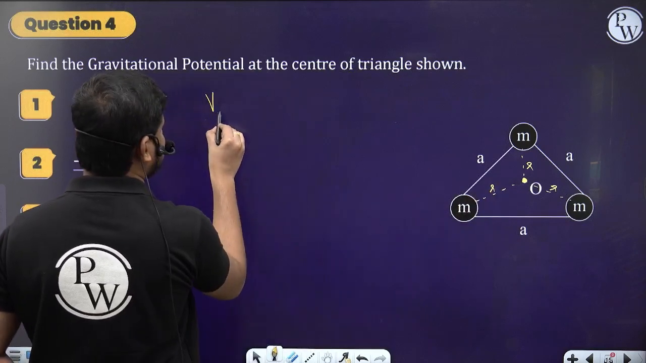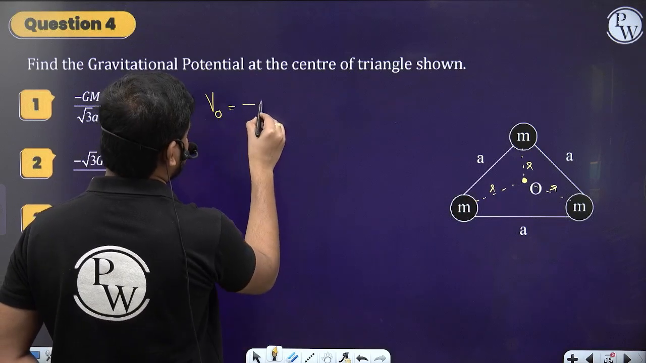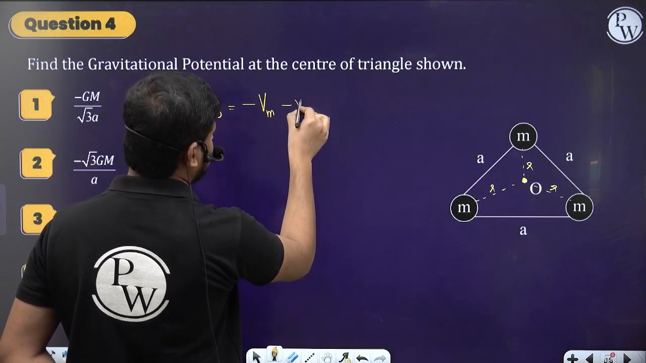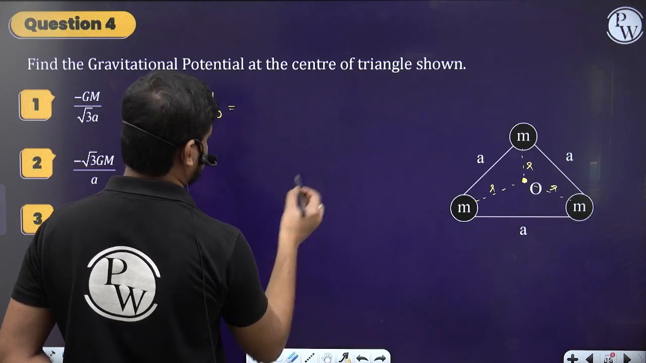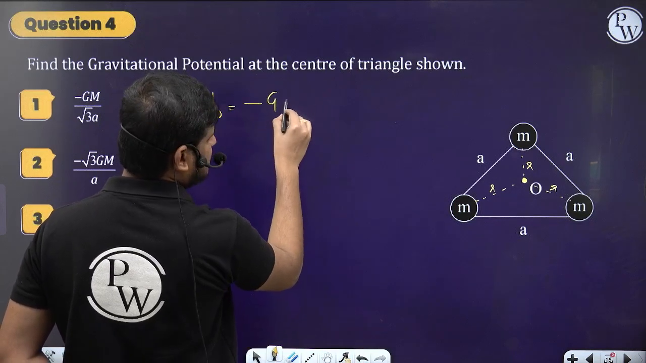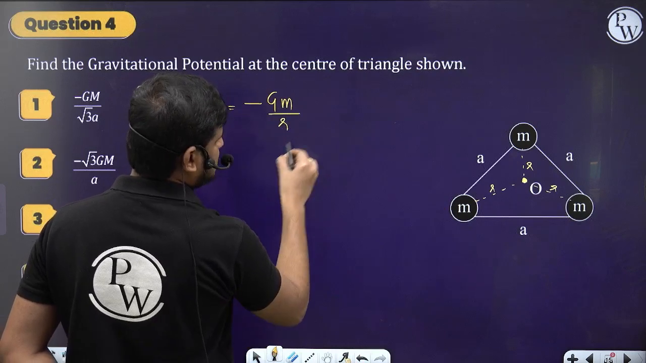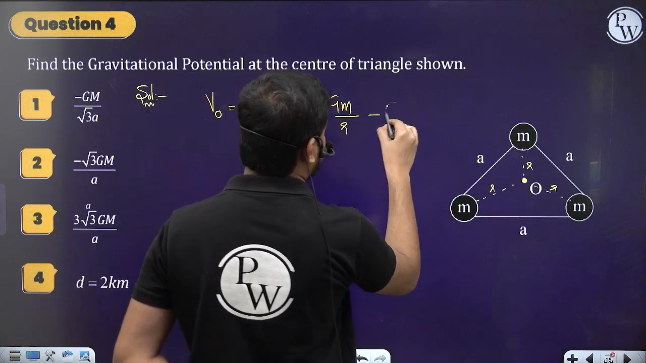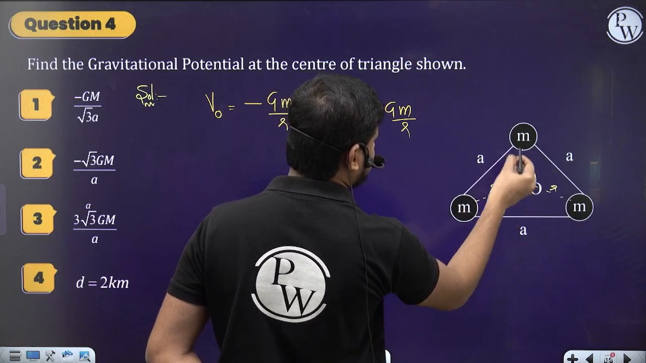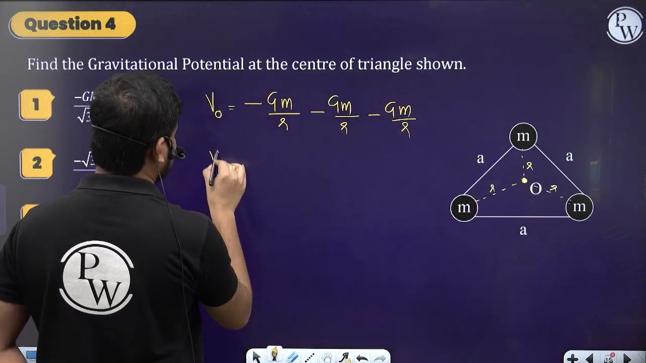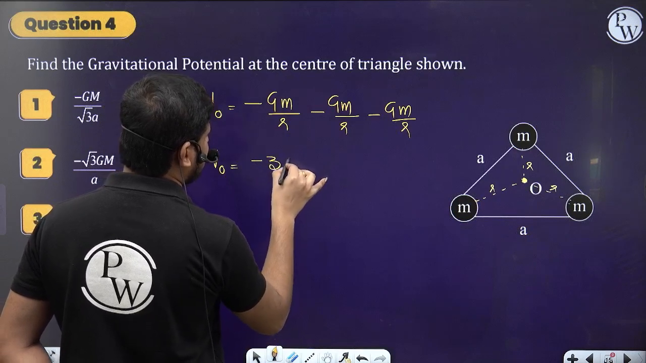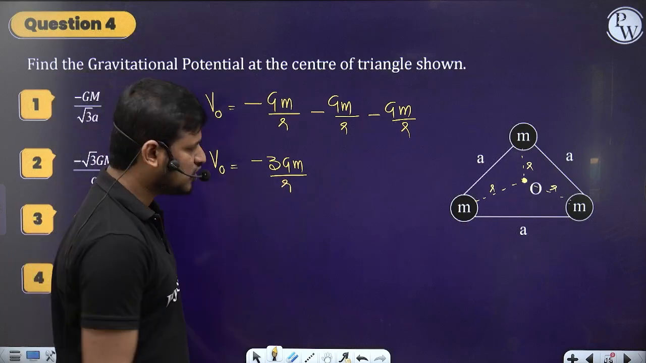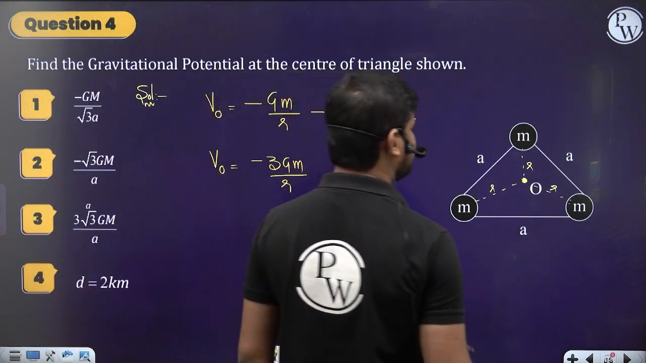So the gravitational potential at the point O will be due to the point mass m, and due to all these three. So I can write minus G m by r, the second one also minus G m by r, and the third one also minus G m by r, from center to here r distance. So the net potential at O is minus 3 G m by r. Now what is this r? How do you find this r value?